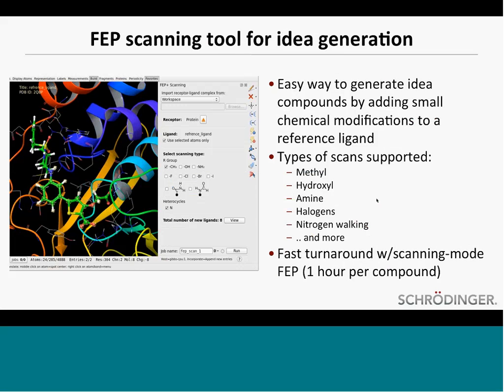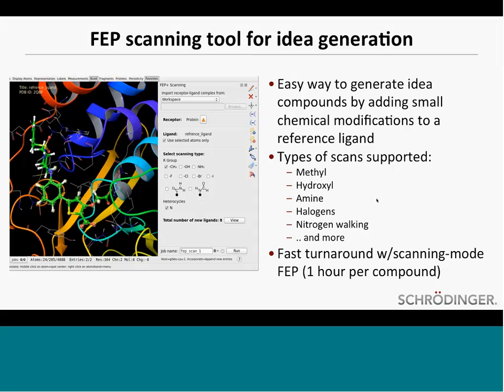FEP calculations can take a considerable amount of time, mostly because the configurational space of the ligands needs to be sampled accurately. And that is even more so for larger perturbations. Now, for smaller perturbations, that is, ligands that differ only by, for example, a single atom, a methyl group or a halogen atom, or a nitrogen in an aromatic ring, you can imagine that the amount of sampling that needs to occur is significantly shorter or less.